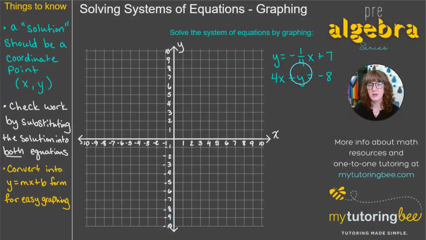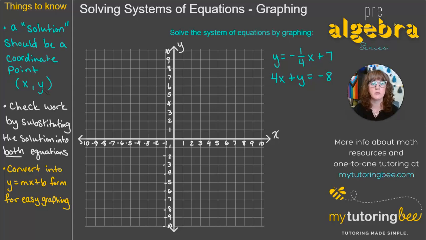Here we have our two equations, that is our system of equations, and what we're looking for when we are wanting to find a solution is an xy coordinate point where those two lines cross on our graph. Now, most of our systems of equations are going to cross at one point.